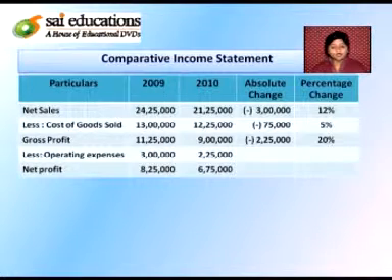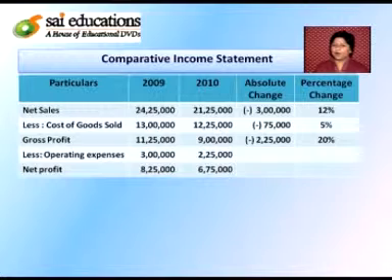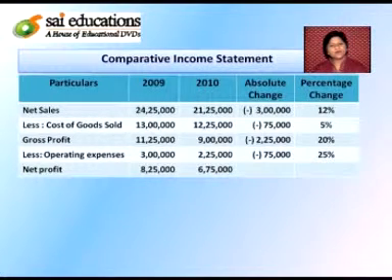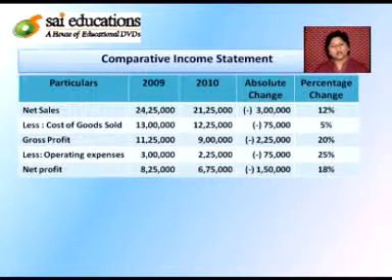In order to analyze the net profit position, we will have to see what happened to the operating profits. Operating profit was reduced by 75,000, means 25% reduction, and net profits were 8,25,000 in the year 2009 and 6,75,000 in the year 2010, means the overall reduction of 1,50,000. In percentages term, the net profit was reduced by 18%.